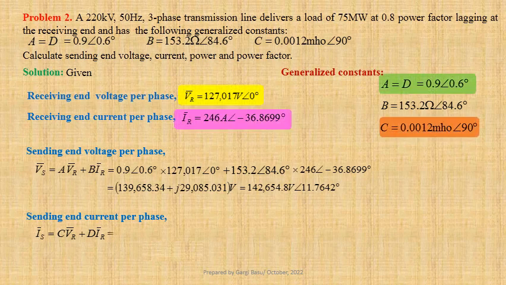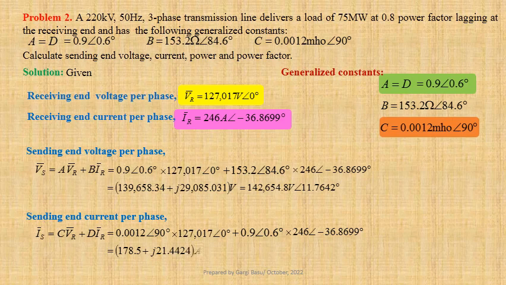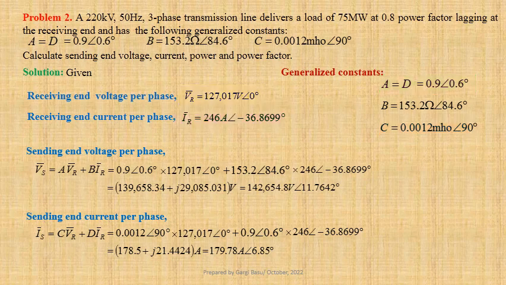Expression for sending end current per phase Is equals C times VR plus D times IR. Using values we get 0.0012 at an angle 90 degree into 127,017 at an angle 0 degree plus 0.9 at an angle 0.6 degree into 246 at an angle minus 36.8699 degree. That gives us 178.5 plus j times 21.4424 ampere. This may be written in polar form as 179.78 ampere at an angle 6.85 degree.